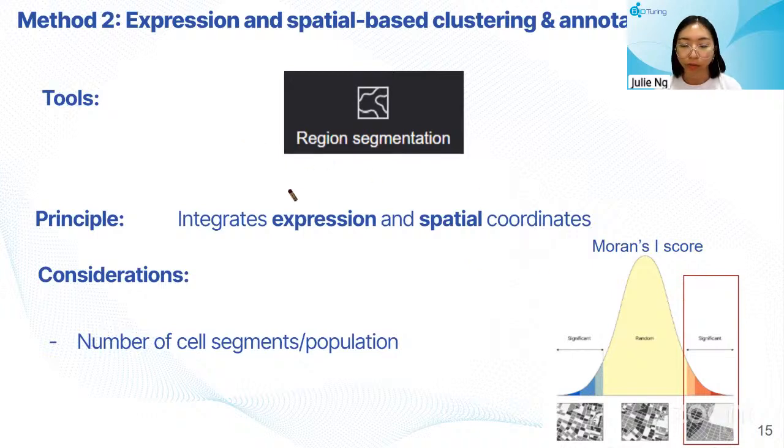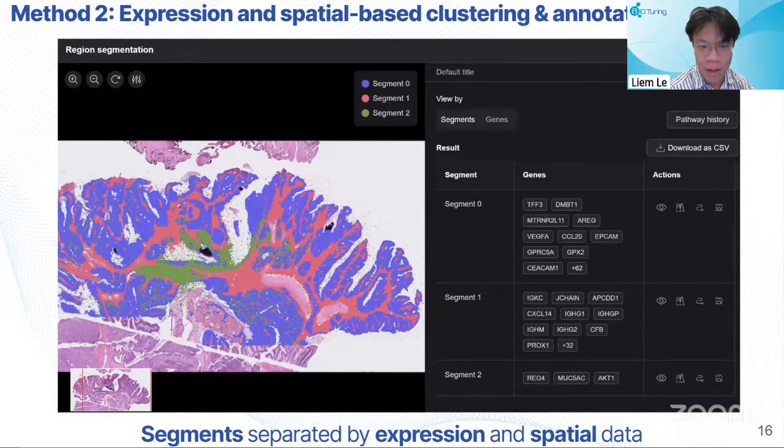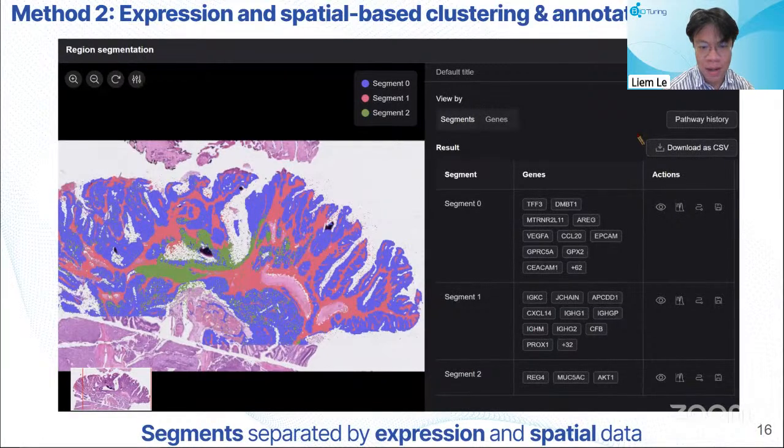Okay, and to move on, Liam will explain some of the results we have from our region segmentation. Right, so unlike the first method where we had different cell types, now we have segments of cell populations. These segments are created by assessing the gene expression and where they are expressed, or spatial data. For example, we have segment number 2 that is colored green. You can see on the figure on the left that it closely aligns with what we found to be the epithelial cells in the previous methods.